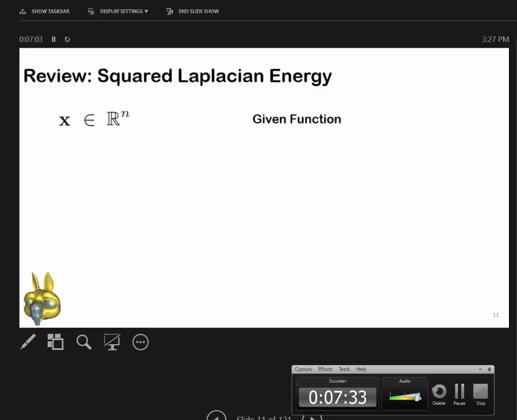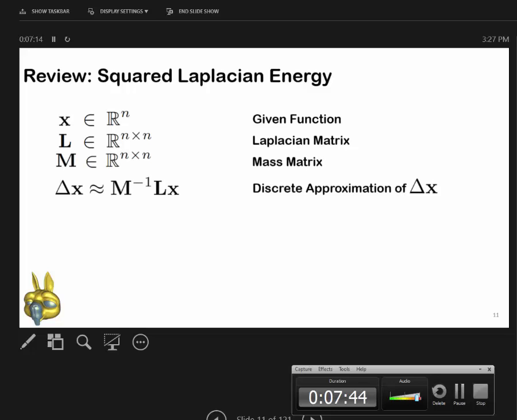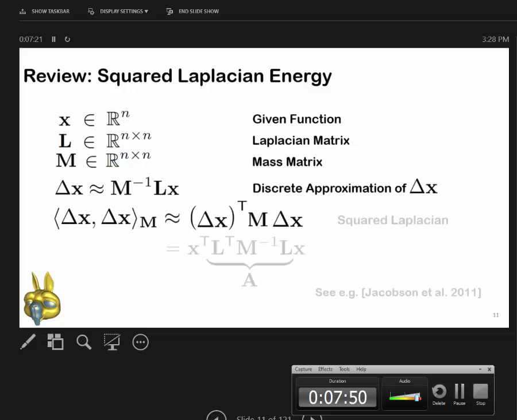So let's review what it is. We start by adding a function x defined on each vertex of the mesh, and we construct L, the Laplacian matrix, and also M, the mass matrix. First, we apply the discrete operator to approximate the Laplacian of x, denoted as delta x. And then we compute the weighted norm of delta x. This weighted norm is the so-called squared Laplacian energy. The energy is saying that the function should be as harmonic as possible in the least squares sense, weighted by the mass matrix.